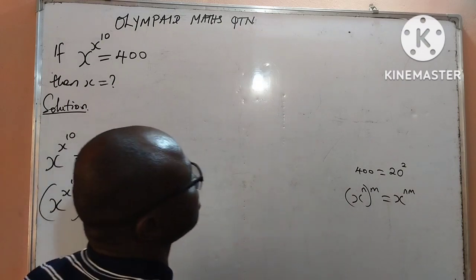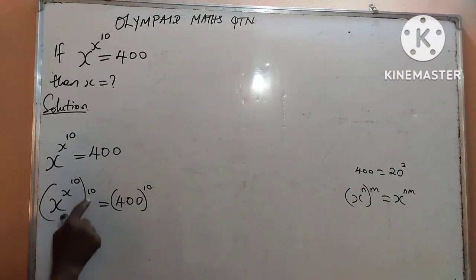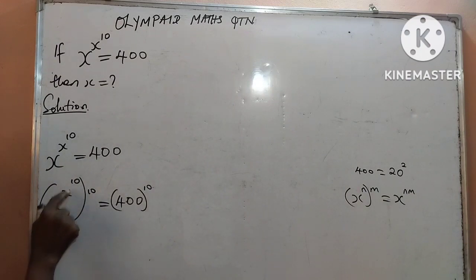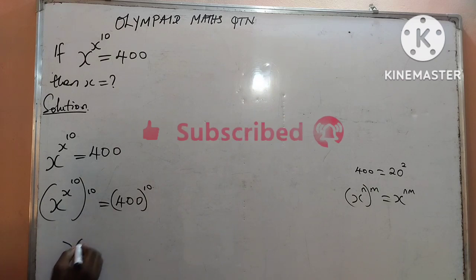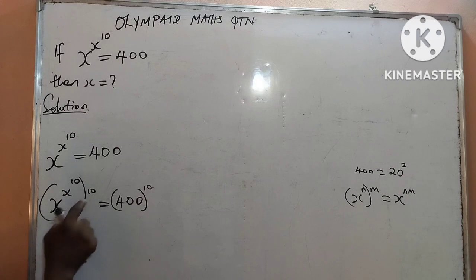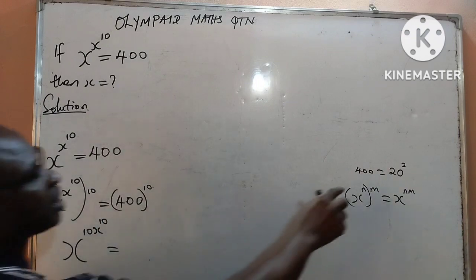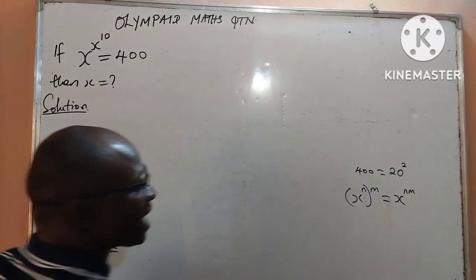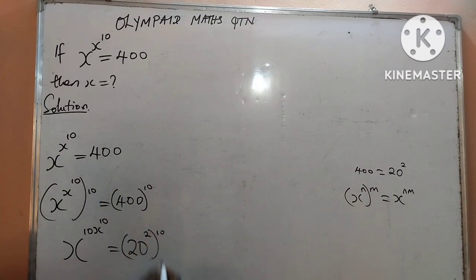So, applying this power law, I will use 10 to multiply x to the power 10. And when that happens, what I will get is x to the power of 10 multiplied by 10, then 10x, to the power of 10, equal to, remember I said I will write my 400 as 20 raised to power 2, still raised to power 10.